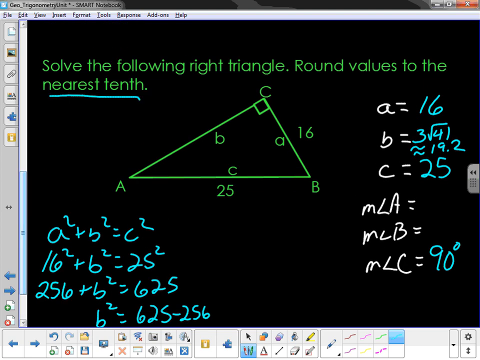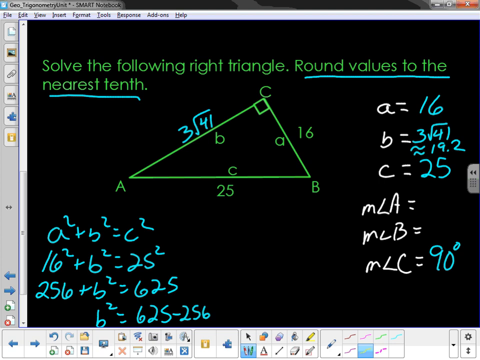And here we were asked to find the values to the nearest tenth, so they want us to use 19.2. The 3 square root of 41 is very helpful because that is an exact answer. It's not rounded. Now, I have all 3 sides, but I don't have all 3 angles yet. So that means I need to find the 3 angles. To find the 3 angles, I will have to use sine, cosine, or tangent. And I just have to decide which angle I want to do. Do I want to use angle A or do I want to use angle B?